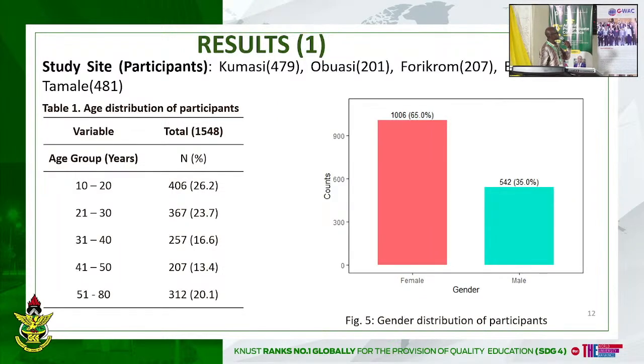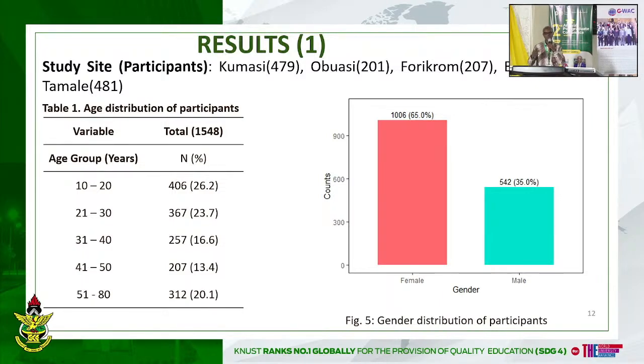The results show that the number of participants enrolled so far from Kumasi is 479, Obuasi 209, Forikumu 207, Boyim 180, and Tamale 481, meaning Tamale has more participants. The age distribution of participants is shown below, ranging from 10 to 80 years, with 10 to 20 having the highest figure. And then the gender distribution of participants, with more females being enrolled than males.